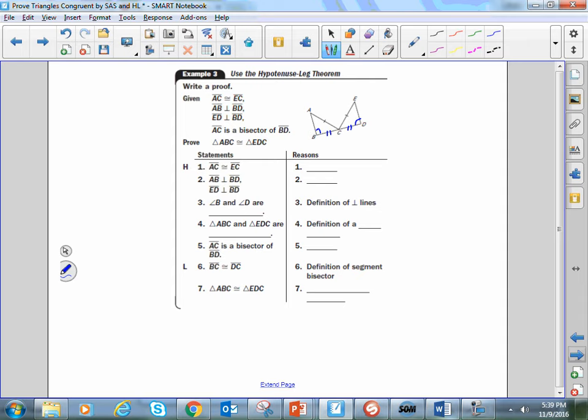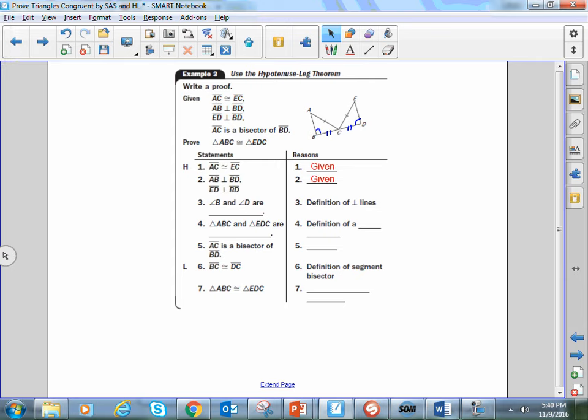So looking at the way that we've marked it, BC and DC are a leg of a right triangle, and AC and EC are the hypotenuse of a right triangle. So in my proof, I'm probably going to want to use that hypotenuse leg theorem that we just talked about. I'm going to take the information that was given to me, and use that first.